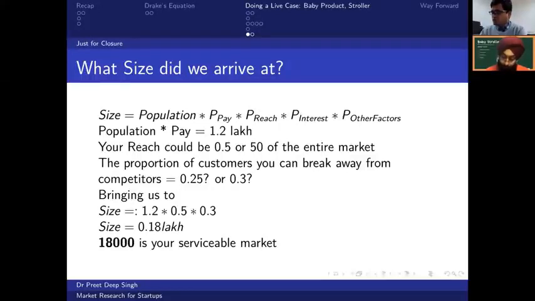Will that justify the expenses that you are making in this? I don't know. You tell me.